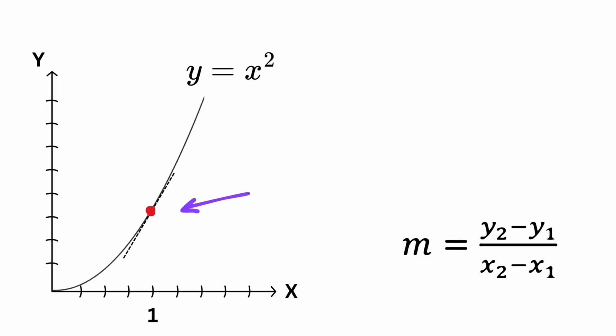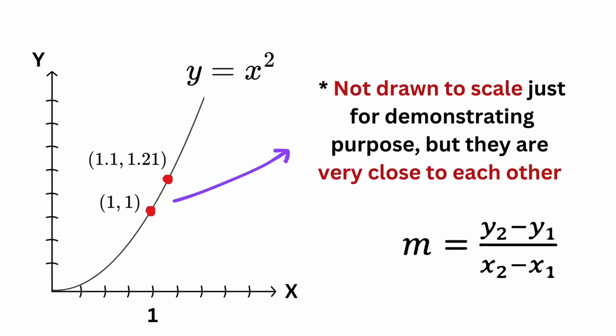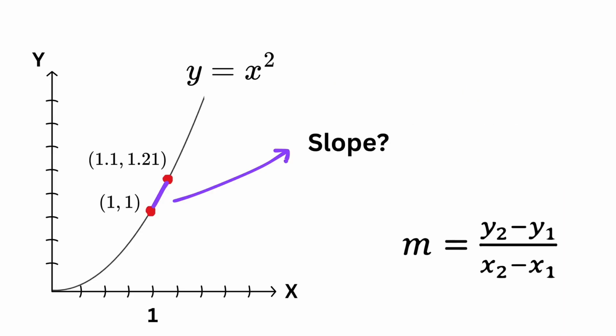Now, if we want to find the slope of this curve at, say, x equals 1, then assume we take 2 points, where the first point is obviously 1, and 1 square, or 1 itself. And then let us take another very close point, say x equals 1.1, and y equals 1.1 square, or 1.21. Now these 2 points are so close to each other that the curve here behaves almost as a straight line.